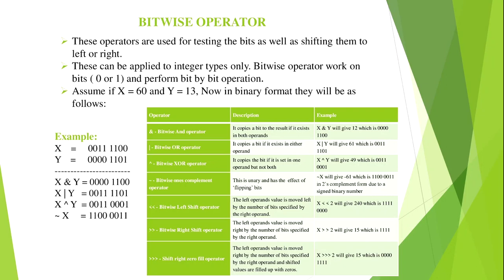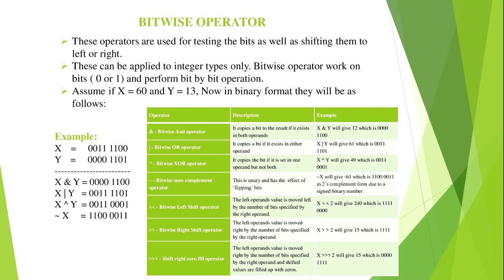And see in the table, I have already explained the first four, and here in the table I just give another example. x AND y will give 12, which is the same example as here, and I have directly given the answer with the same inputs, x equal to 60 and y equal to 13.